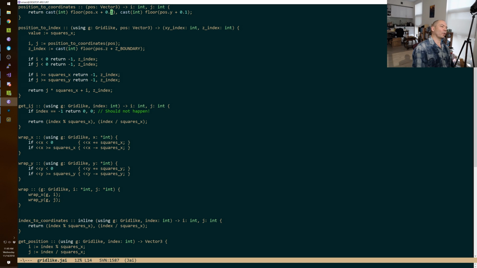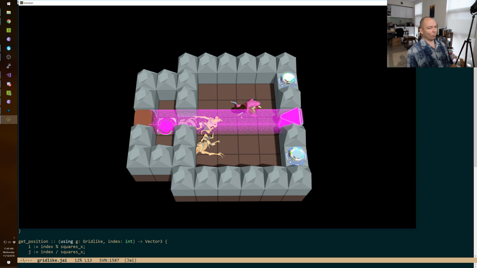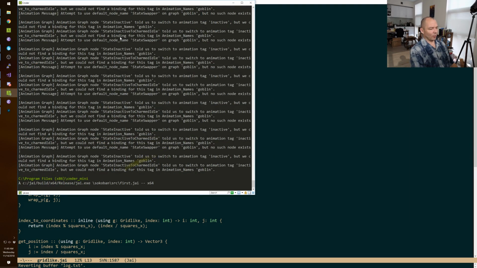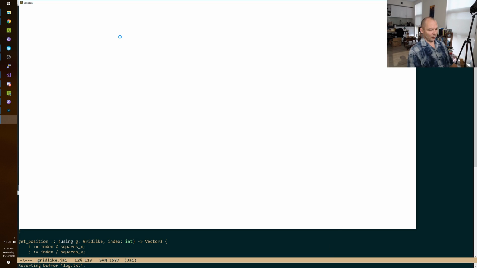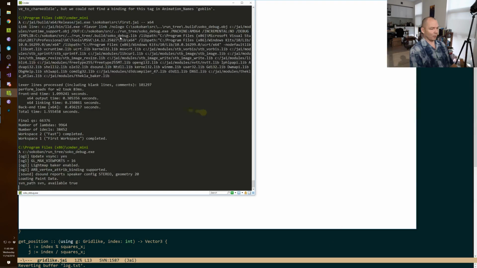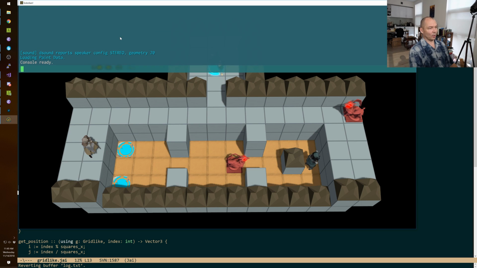So we want floor of .5. These point ones in here were originally only to act as epsilons, but now we're using this every frame to detect what square people are in, and that point one caused a highly asymmetric rounding. Because we're going to the left, I believe it rounded us into that square point one of the way, and not point five of the way. Let's go there again, and that would actually change a lot of things.